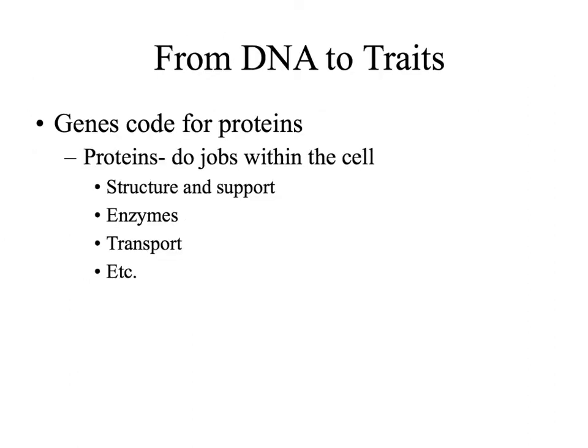So remember, going from DNA to traits, our genes code for proteins. Proteins are the workers of the cell. They do different jobs. They can have structure and support. They can be enzymes that do chemical reactions. They can transport materials, or they can produce other molecules like pigments. So for example, when we have a gene that codes for eye color, we produce a protein that makes pigments that are laid down on the iris of our eye to give us different colors.